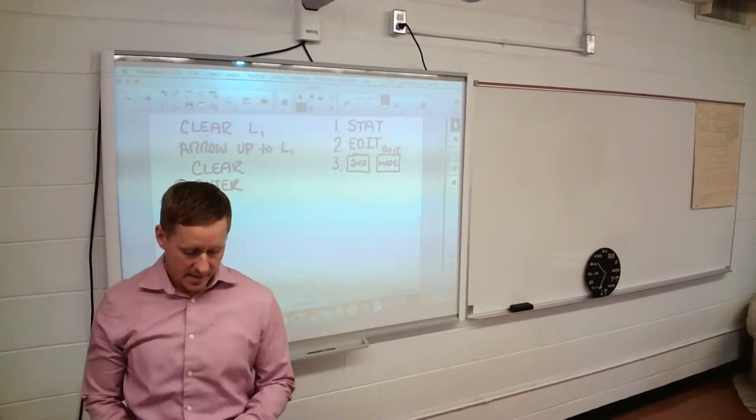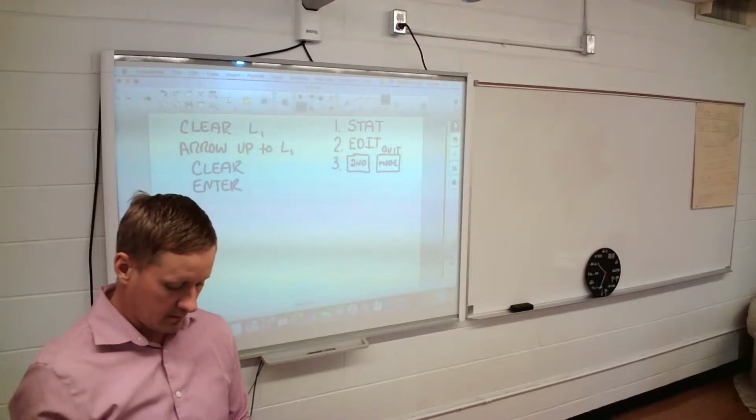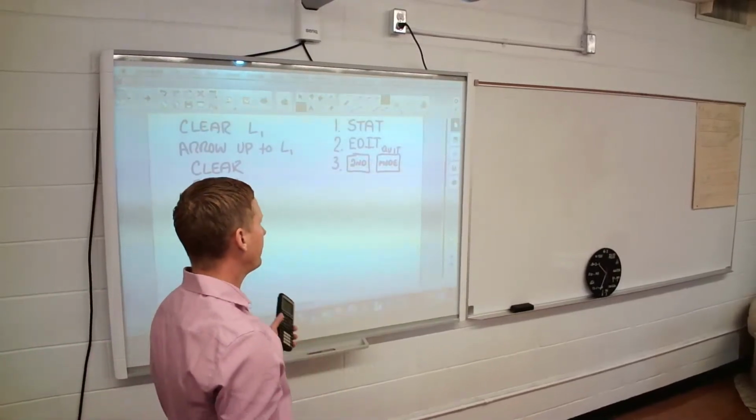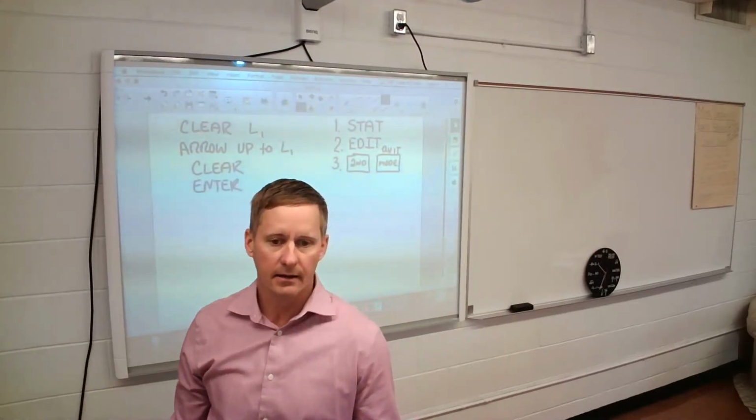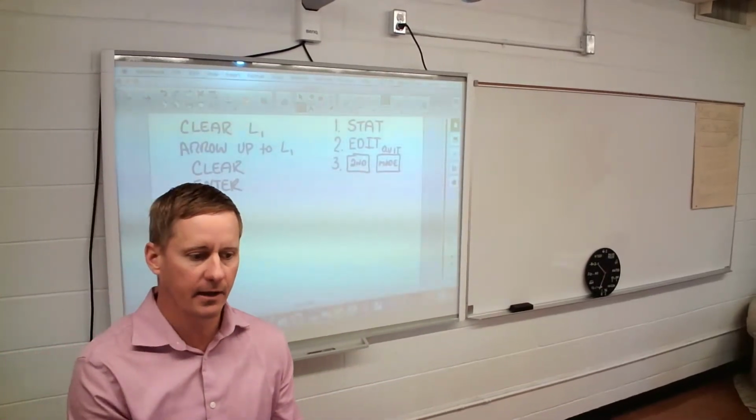Hit second mode, which is second function quit. Yeah. Go ahead and do that. So you should have a blank screen now in front of you.